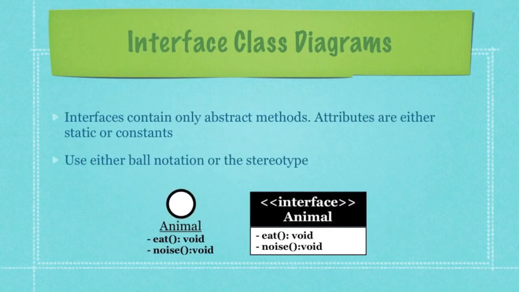Then we get into interfaces, and they contain only abstract methods, and all of the attributes are either going to be static or constant. You can define interfaces inside of class diagrams either using ball notation, as you see here on the left side of the screen, with the name of the interface underlined, or you can use a stereotype, which is this one right here, that lists this as an interface and the interface's name. In this situation, you do not list those methods, which are all going to be abstract, in italics. However, if you did, I don't think anybody would kill you.